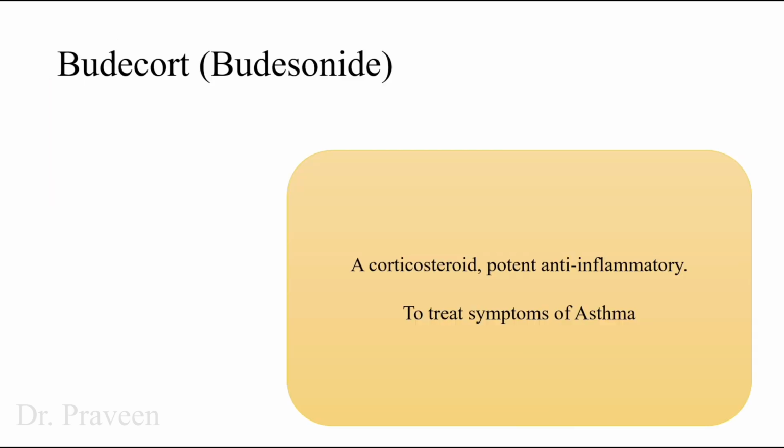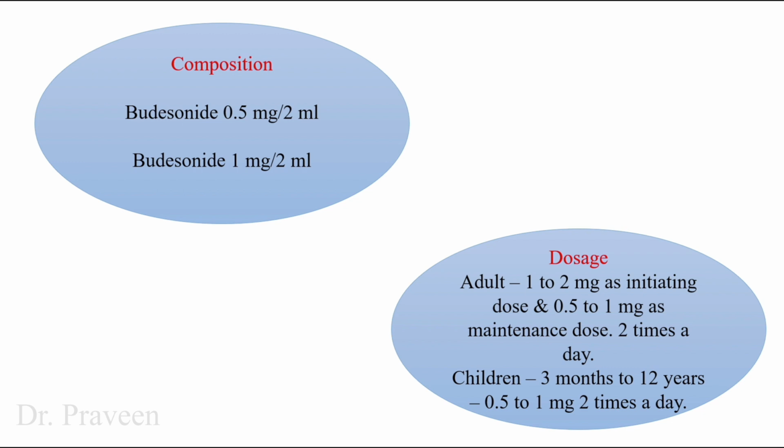Next one is budesonide, that is Budecort, a corticosteroid, a potent anti-inflammatory used to treat the symptoms of asthma. Budesonide is a short acting corticosteroid, so we prevent the inflammation in the bronchus. Budesonide comes in two compositions: 0.5 mg per 2 ml and 1 mg per 2 ml.